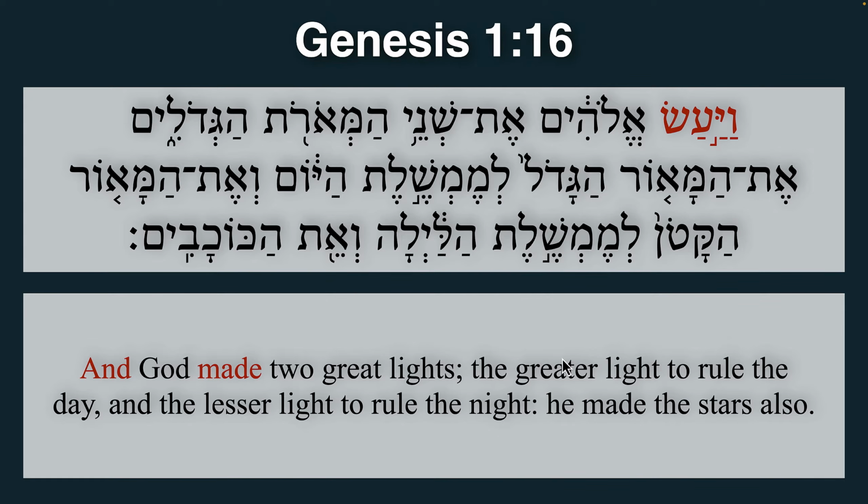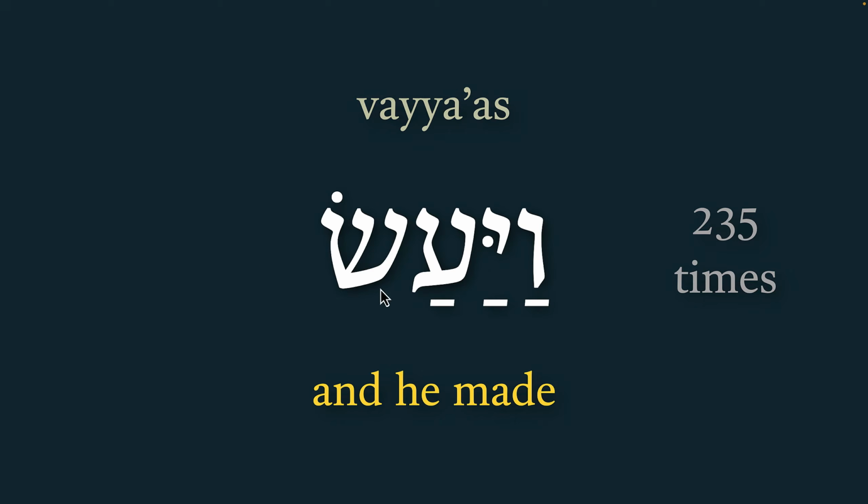In Genesis chapter 1 verse 16, Vaya'as Elohim et shenei hammeorot hagedolim, and God made two great lights. Hammeorot hagedolim, that is two great lights. Vaya'as means and he made. It occurs 235 times.